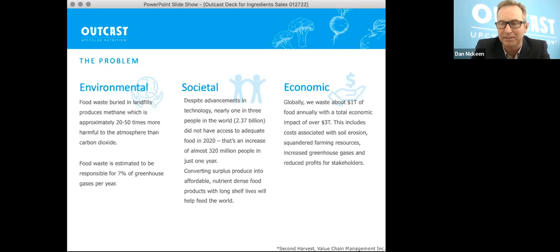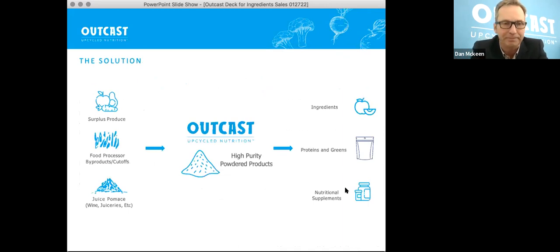It's a common theme that everybody wants to be more efficient and to have less waste. It's better for the planet and better for everyone. Let me show you what we do. We have this surplus produce, either food processor byproducts, cutoffs, juice, pomace, wines, and juice trees, and we take it to our factories and create high purity powdered products. Some of that output we sell directly as ingredients, so food manufacturers put them into their products.